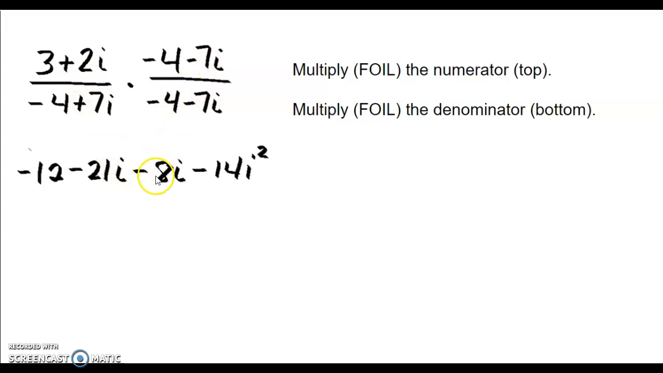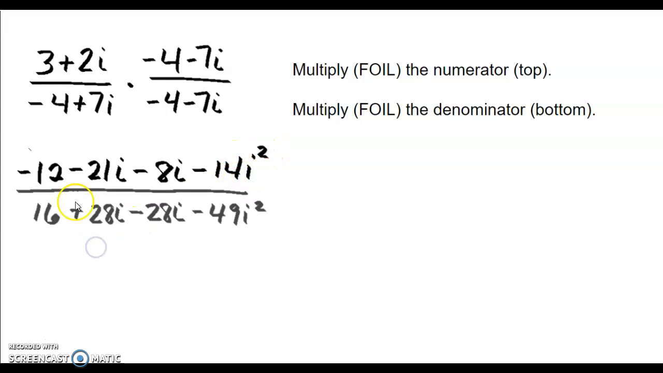2i times -4 is -8i. And 2i times -7i is -14i squared. Here we are with the i squared again. We do the same on the bottom.